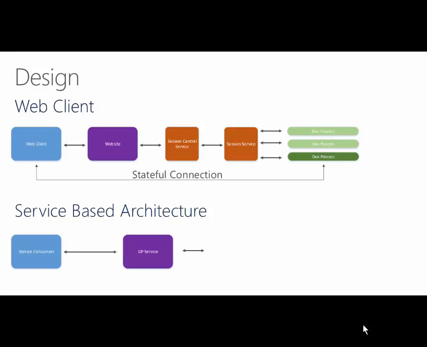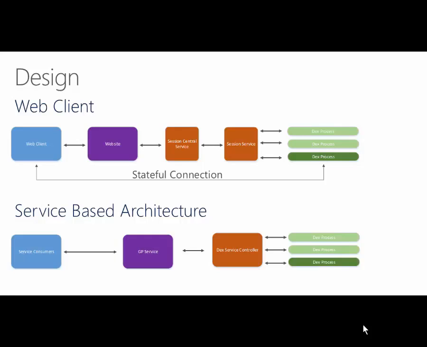In it, we have these service consumers that are coming in, they're hitting the GP service, and then in turn hitting the Dexterity Service Controller, which in turn hits the Dex process. We'll discuss these components in a little bit, but let's assume that the service consumer coming in hits the GP service and spins up a new Dexterity process. Now the difference here is actually twofold.